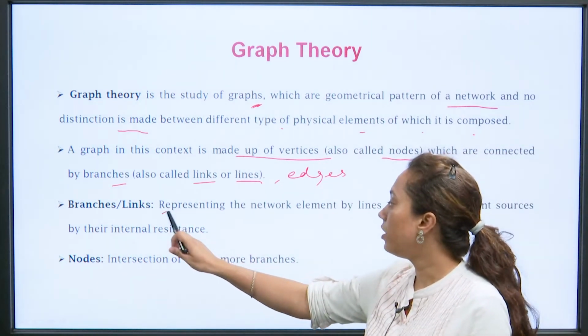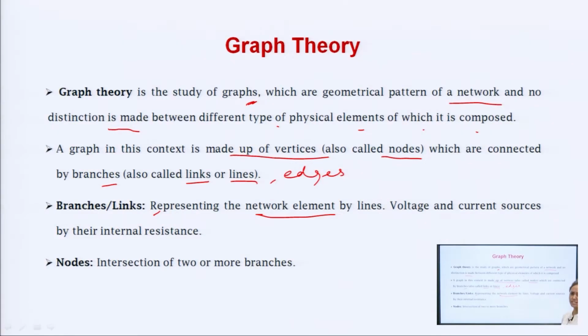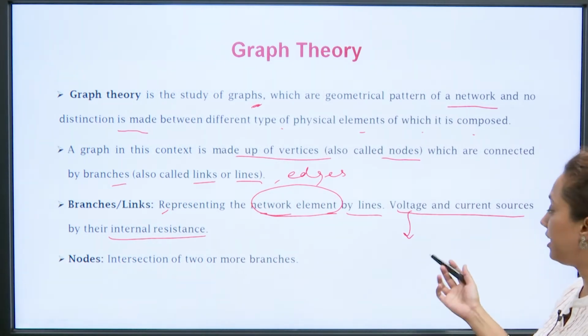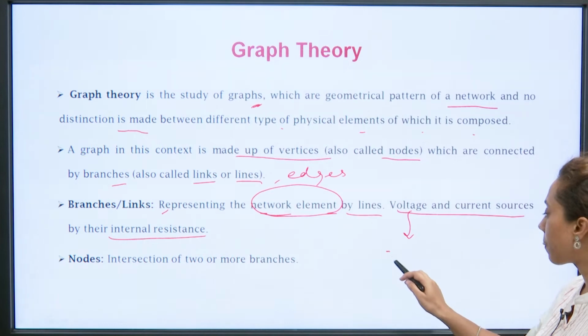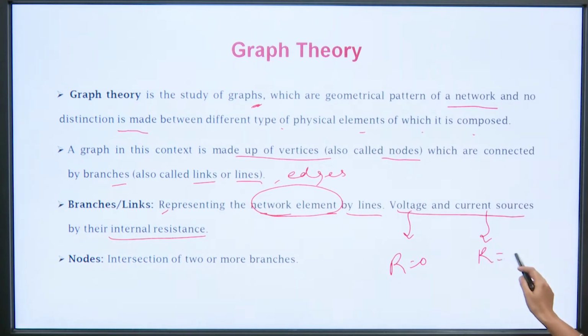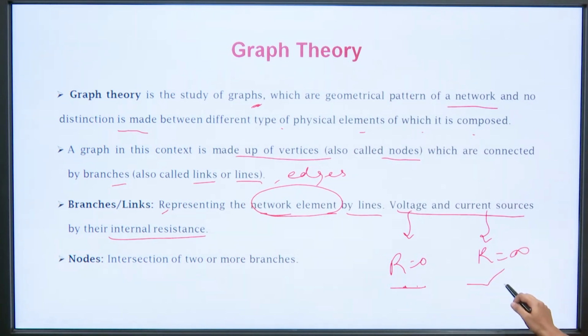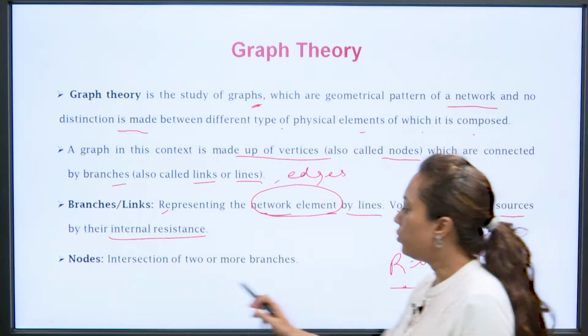A branch represents a network element, which could be a voltage source, current source, resistance, inductance, capacitance, any network element, and it is represented by a line. This is called a branch, link or edge, while voltage and current sources are represented by their internal resistance. As we have already seen, an ideal voltage source has an internal resistance of 0, while the current source internal resistance is infinite. So for the voltage source we will short circuit it, and for the current source we will open circuit it.